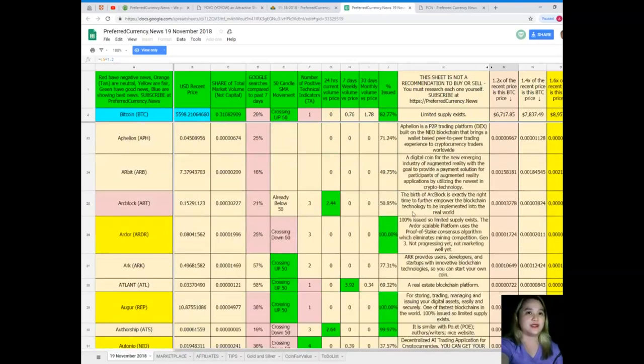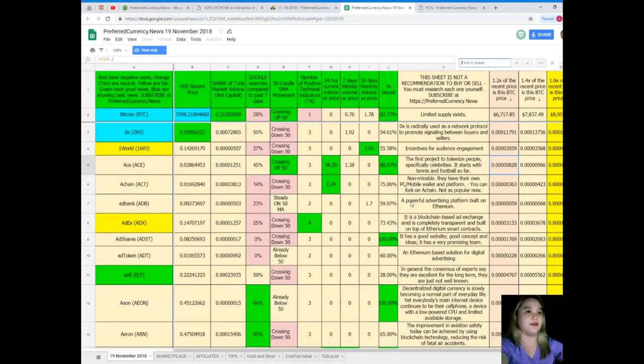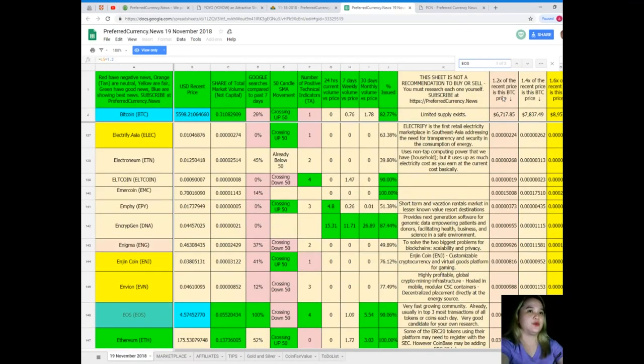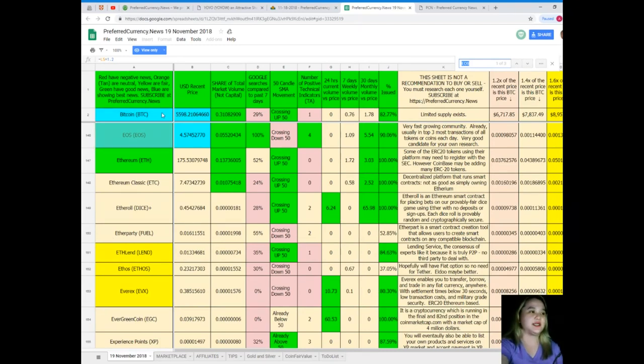If you like to search a specific token or coin, instead of just scrolling and then finding the name, there's an easier way. You can press Control F, and then, for example, type EOS. There. So let's see EOS. For EOS, recent price as of again November 19, 2018, EOS price is 4.5745277. Share of total market volume is 0.05520434. 100% for Google searches compared to the past 7 days. It's crossing down 50. Number of positive technical indicators 4. 24 hours current volume versus price 0. 7 days volume versus price it's 1.09. 30 days volume versus price it's 5.54, and percent issued it's 90.06%. As you can see, that easy.